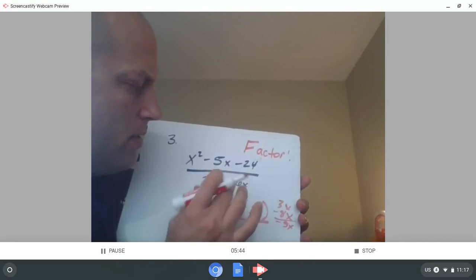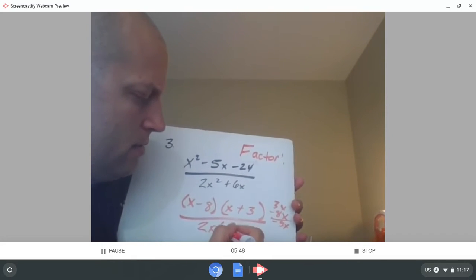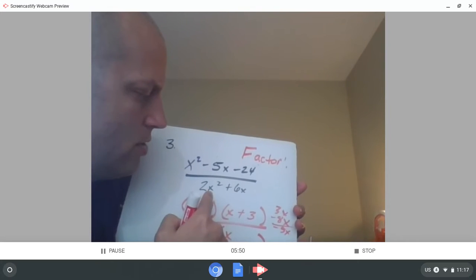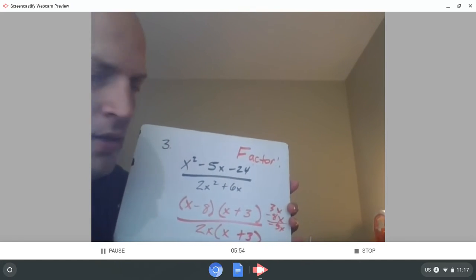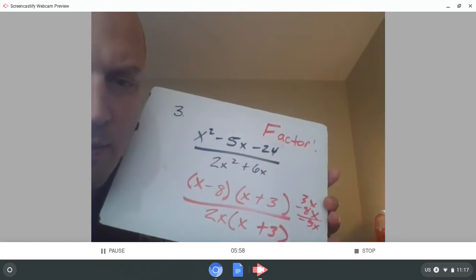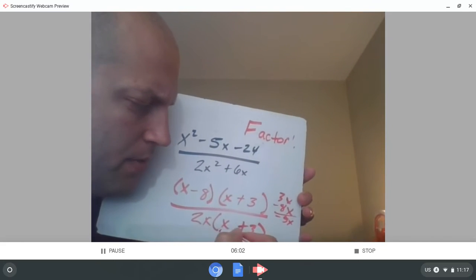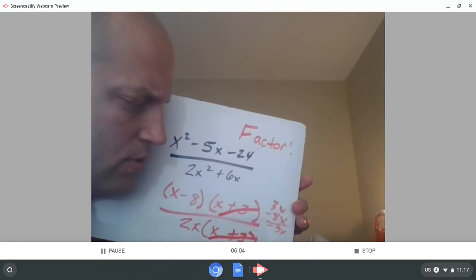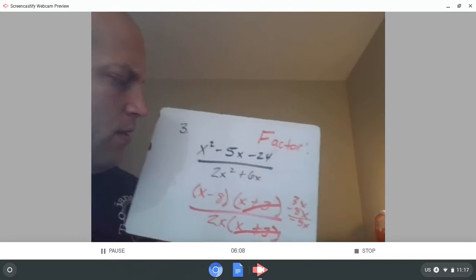And now that leaves me with two terms. So I have two terms inside. I have an x, because 2x times x is 2x squared. And divide this by 2x, that leaves me with a 3. Okay? Now, binomials reduce binomials. Monomials reduce monomials. Okay? So I have a binomial that's exactly the same. These guys reduce.